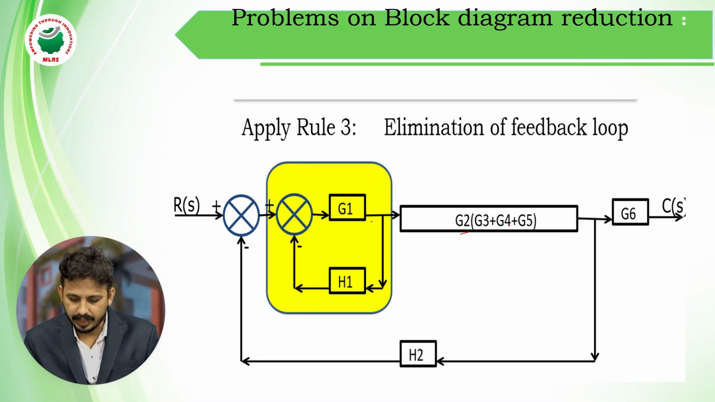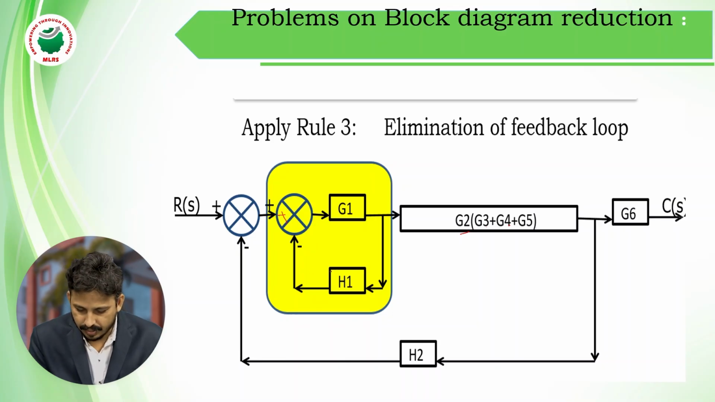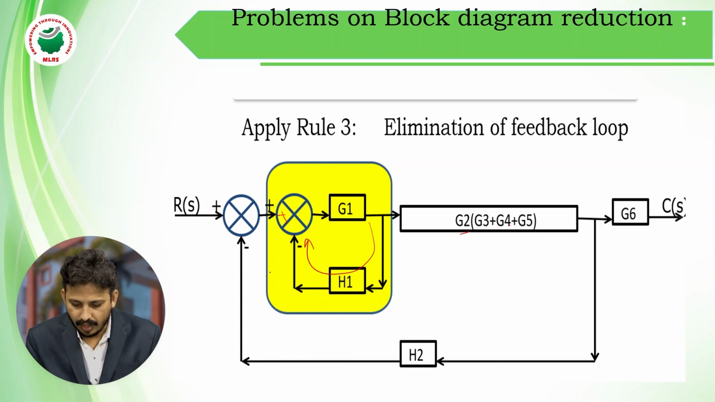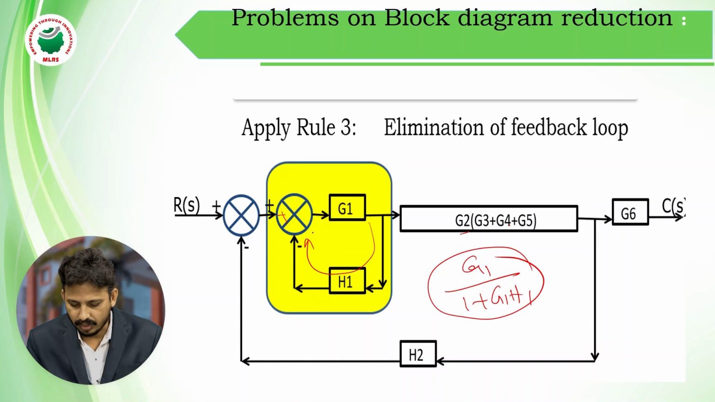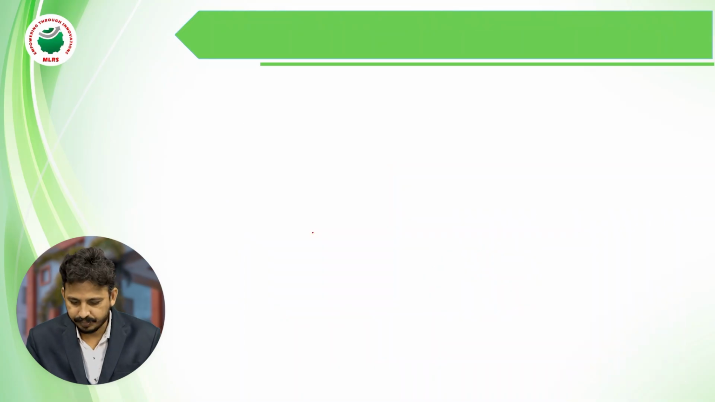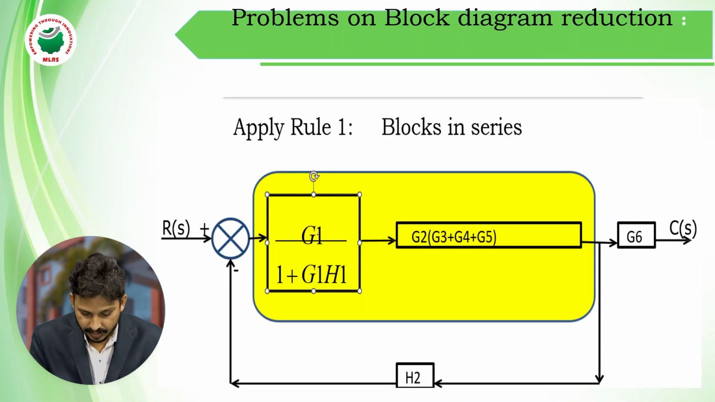Next, the third rule I can apply is elimination of feedback. As I told you earlier, this is a feedback network, negative feedback to be specific. So the signal is entering like this, and this is the feedback path. So after elimination of this, we will get G1 by 1 plus G1 into H1 in place of this yellow color black box. So see, G1 by 1 plus G1 into H1.